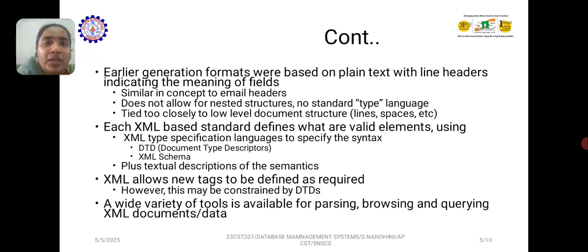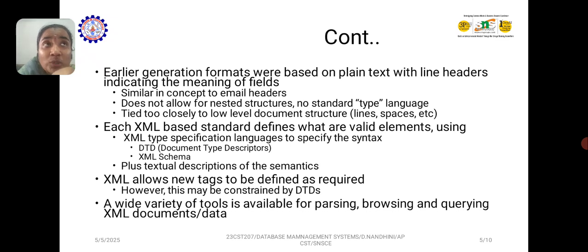Then there are some situations. First, the early generation formats were based on plain text. When this was first designed, it was plain text with line headers which include the meaning of the fields, like email headers. Next, what type of language we are using, what level of documentation, what lines and what line spaces we are using will be declared there. Next, each XML-based standard defines what the valid elements are. So here we are going to see which are the valid elements. XML type specification languages specify the syntax.